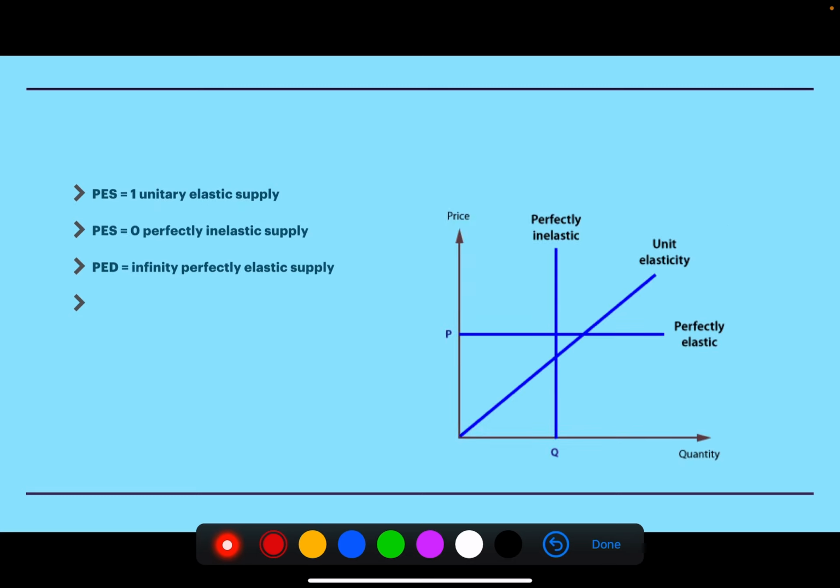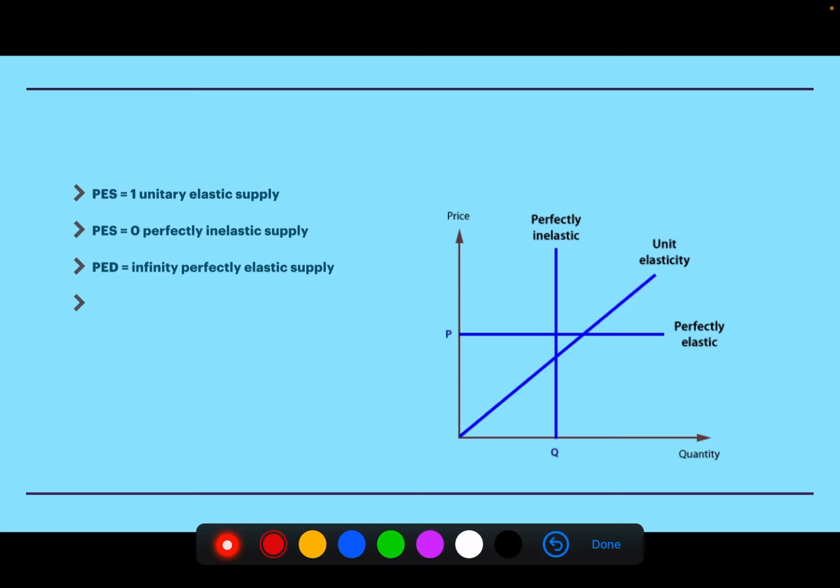And then we've got the other ones that we don't really use, but we ought to look at. So the unit, PES is equal to 1. This time it goes through the origin. It's a straight line going through the origin. Perfectly inelastic, it's just like your demand. It's the vertical one, and perfectly elastic, it's just like the demand.